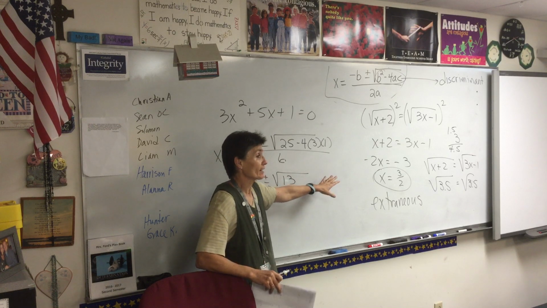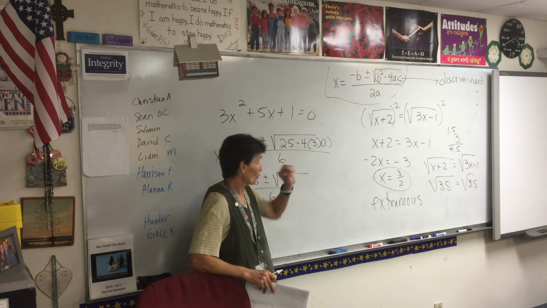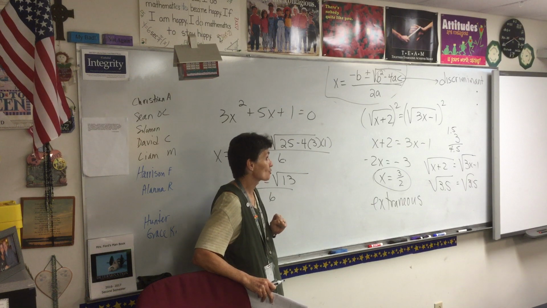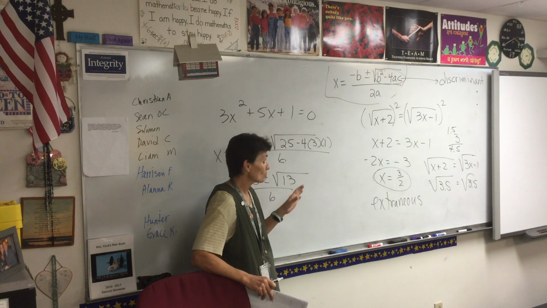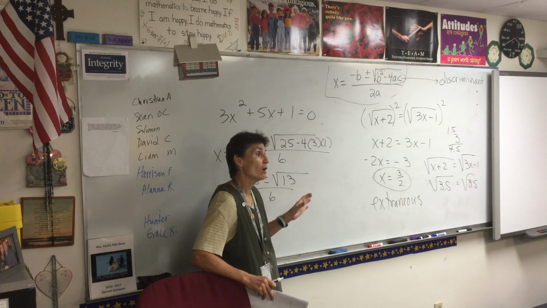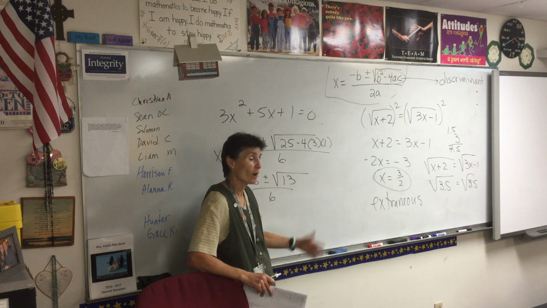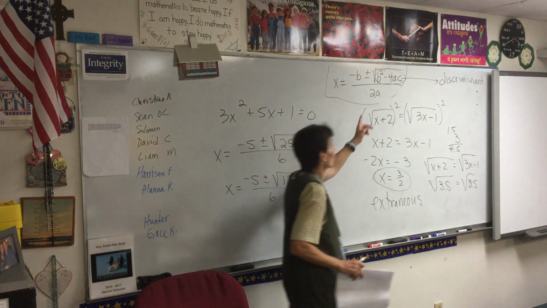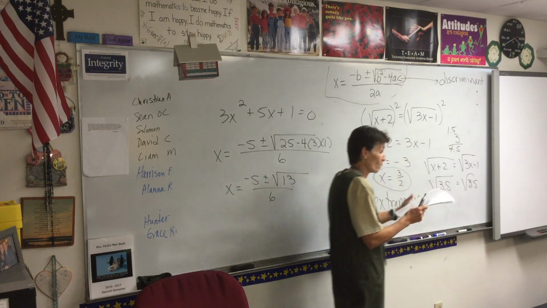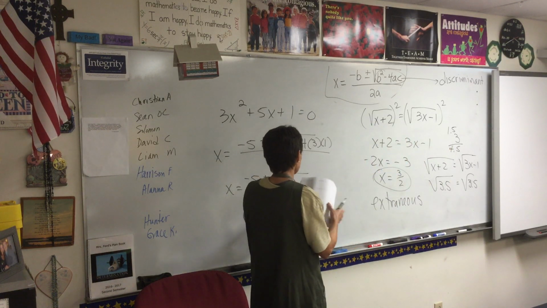If you don't check, then you're going to miss points if it happens to be an extraneous root. If you don't check, that's fine, but you'll never know if you have a real root or not. So I would advise that you check when you square both sides of an equation. All right, let's look at the next one.